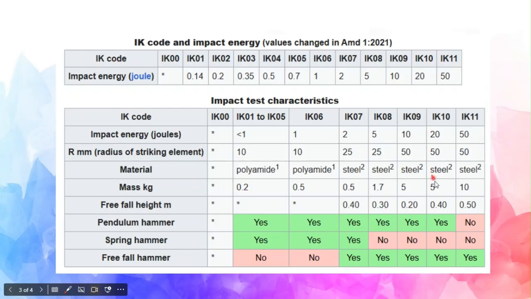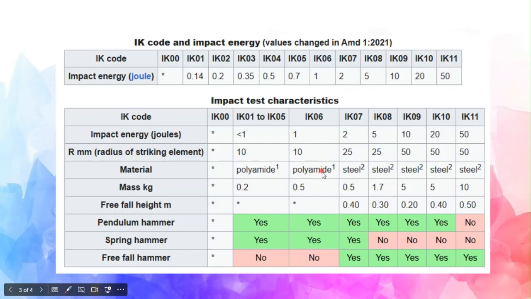Similarly, for IK10, it is 5 kg in free fall from 0.4 meter above the equipment. In the industry, you can see that IK08 and IK09 are the generally used IK ratings. If you go below that, it will not sustain the harsh industrial environment. If you go above that, it will increase the cost of the material.